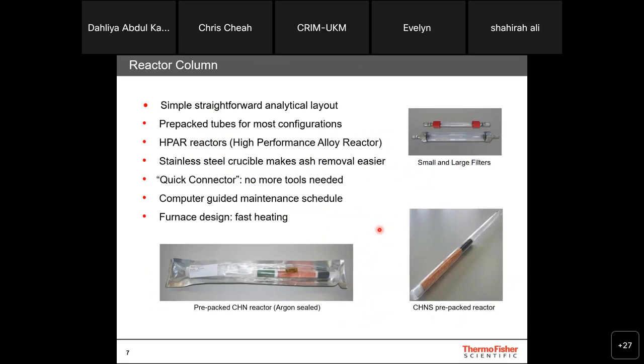So how is the sample converted to gases? We are using something called a reactor. This reactor is the chemistry that converts carbon to CO2. Later I have a video to show you how we can pack this reactor. This just gives you an idea. The reactor diameter is about 25 millimeter. Then the entire reactor is placed inside a furnace, a high temperature furnace that is always heated. When the sample gets dropped inside, which you will see in a video later, it will get combusted, and the carrier gas will push it through this reactor and it will get converted.